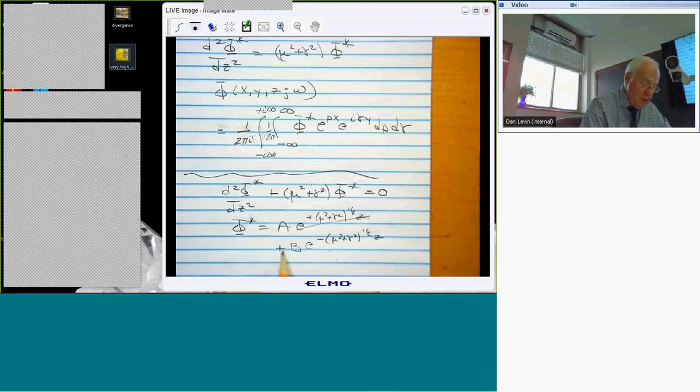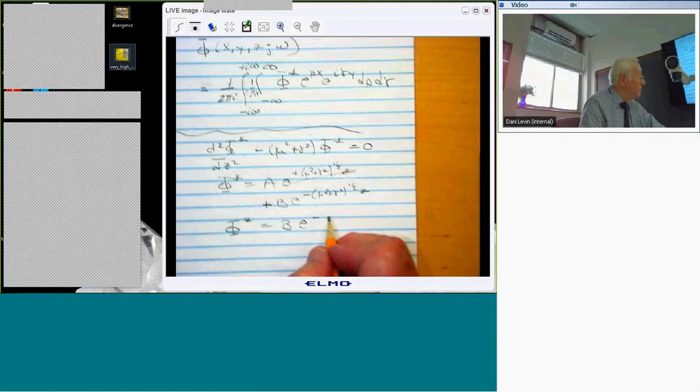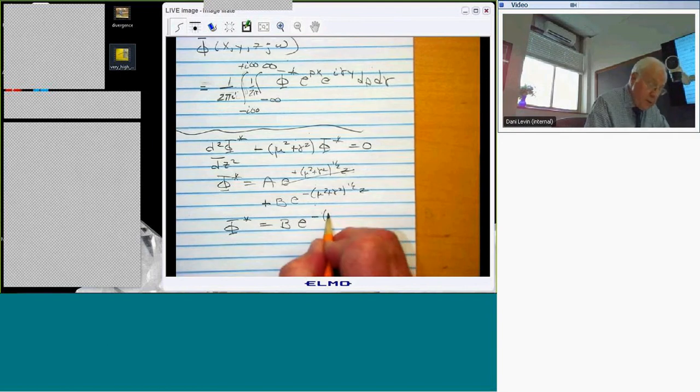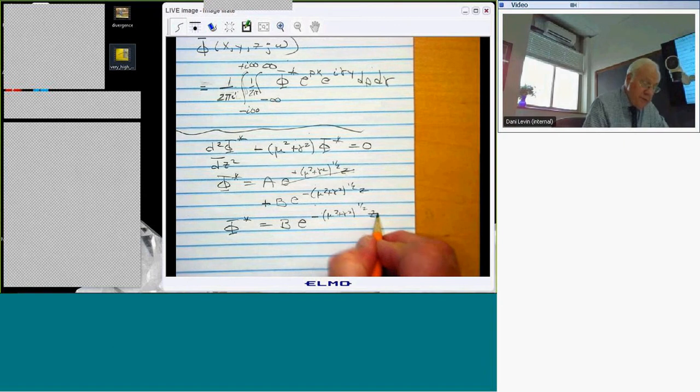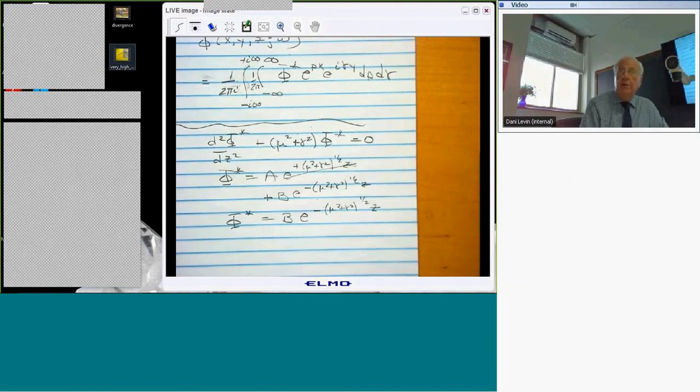But it's the same sort of calculation for 2D flow. So phi star is B e to the minus square root of mu squared plus gamma squared times z. And then we apply the boundary condition. Remember what the boundary condition was? It's the same boundary condition we had before with a little twist, as you'll see.